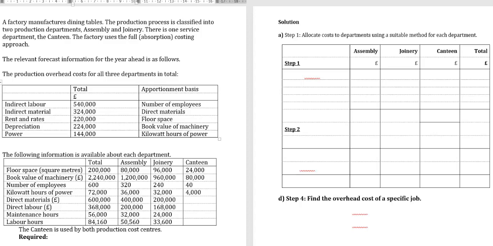First, the production overhead costs for all the three departments in total. We have 5 items: the indirect labor, indirect material, rent and rates, depreciation, and power. We have the total, and we have as well the apportionment basis. For indirect labor, we have number of employees. For indirect material, we have direct material. For the rent and rates, we have floor space. For depreciation, we have book value of machinery. Power, we have kilowatt hours of power.